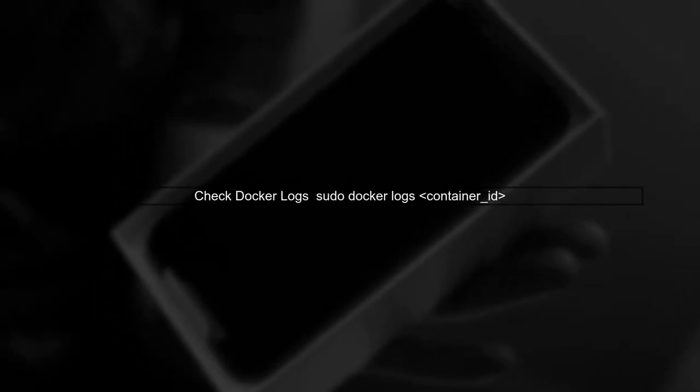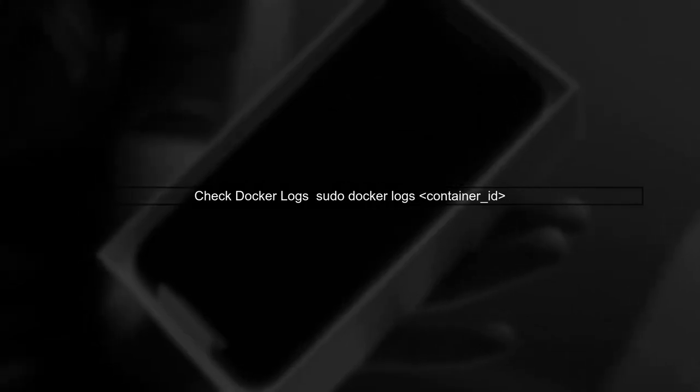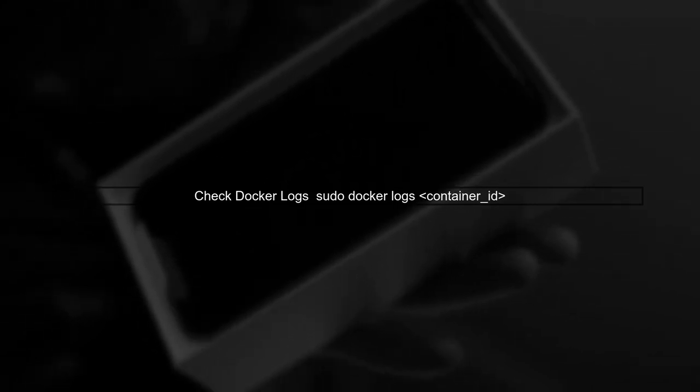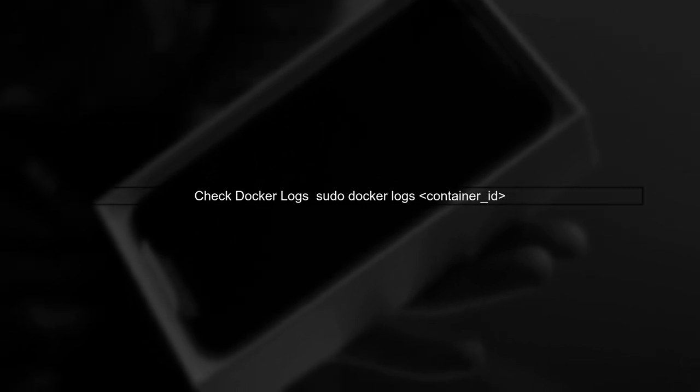Now let's verify that your Flask app is actually running inside the container. You can check the logs of your Docker container using the following command. If the logs show that the app is running, but you still can't access it, ensure that your POST request is correctly formatted and targeting the right URL.